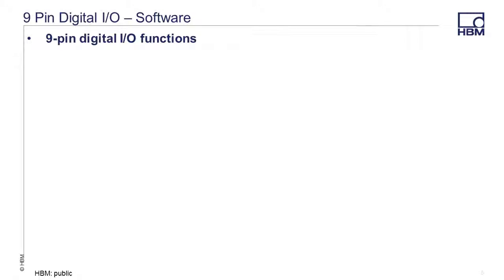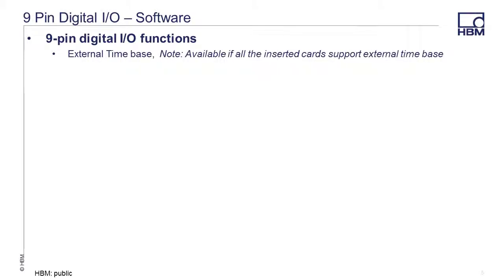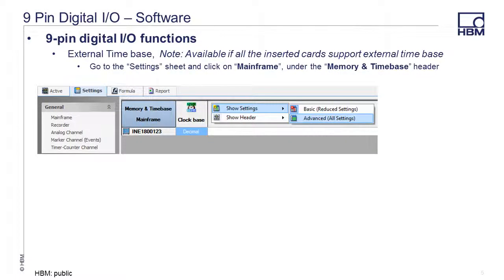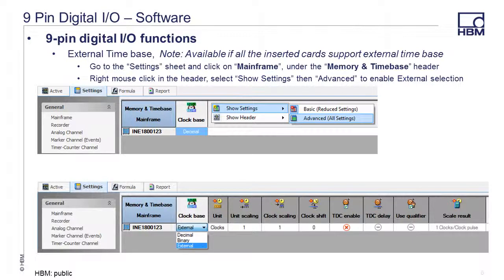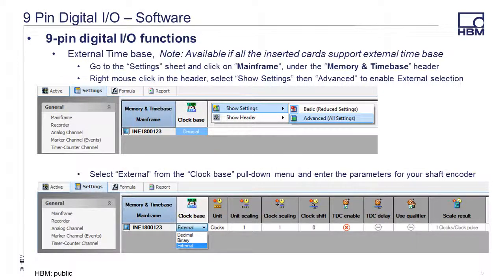Alright, now for a quick software overview on the 9-pin I/O setup. The external time base function is available if all the cards inserted in the mainframe support an external time base. Now to set this up, go to the settings sheet and click on Mainframe under the Memory and Time Base header. Then right mouse click in the header and select Show Settings, then Advanced to enable the external selection. Select External from the clock base pull-down menu and enter the appropriate parameters for your encoder in the columns to the right.